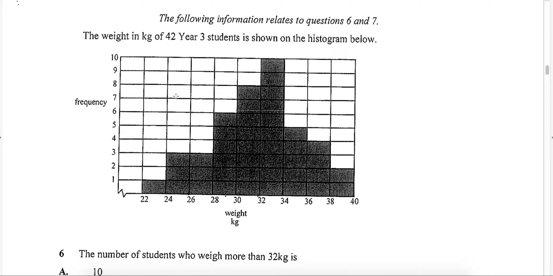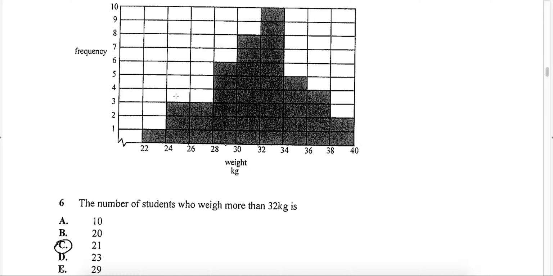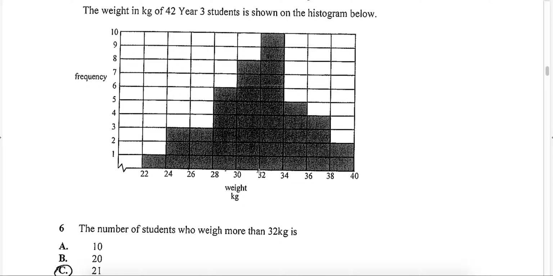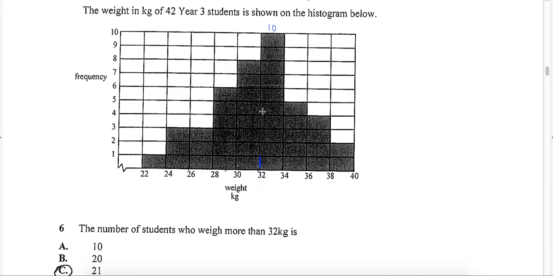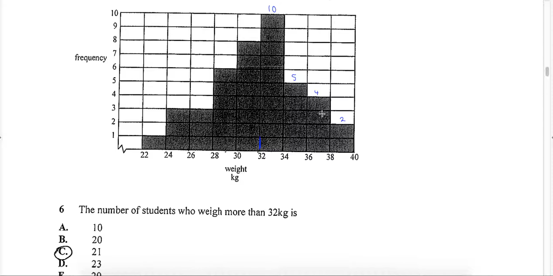With these ones, we want the number of students who weigh more than 32. You want to find 32, which is here, and we want more than that, so everything to the right. Sometimes I think it's good to just jot down what the frequency is at the top. So we've got 10, 5, 4, and 2, and then it's a case of just adding them up or totaling them, and we get 21.